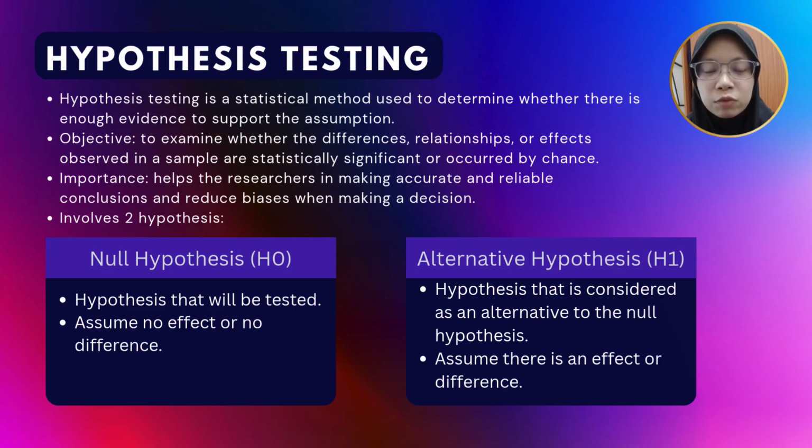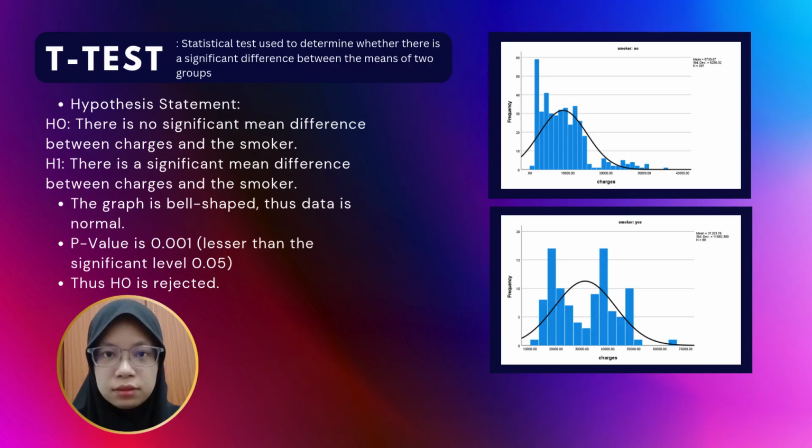Hypothesis testing involves two hypotheses: the null hypothesis (H0), the hypothesis that will be tested, which assumes no effect or no difference. Next is the alternative hypothesis, H1, the hypothesis that is considered as an alternative to the null hypothesis. It assumes there is an effect or difference.